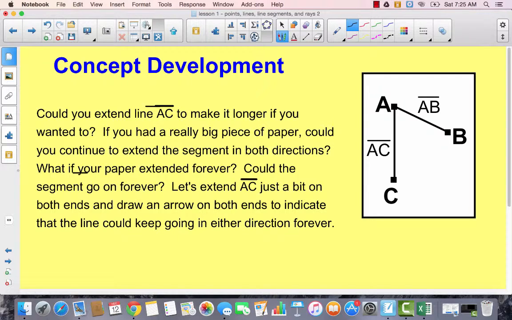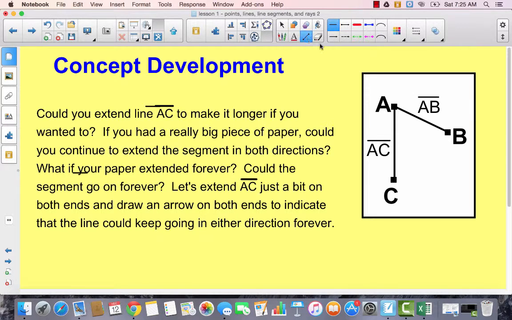Now, could you extend line segment AC to make it longer if you wanted to? If you had a really big piece of paper, you could extend the line segment in both directions. So we could come up here and we could make it go on and on and on forever, past this way, and we could make it go this way. Let's extend line segment AC just a bit on both ends and draw an arrow on both ends.